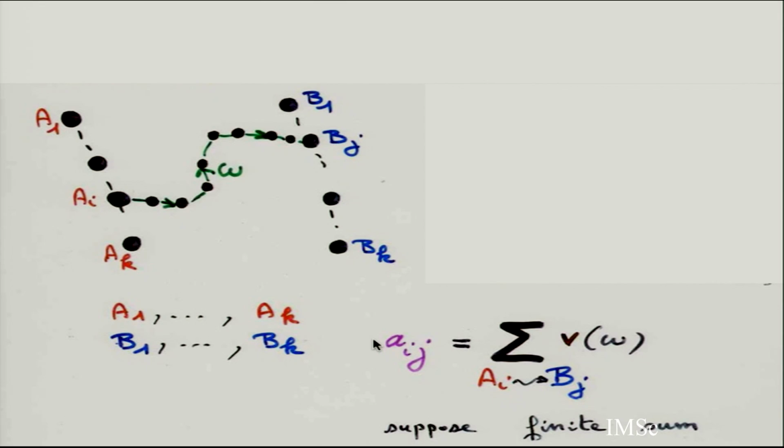So I take a matrix. This gives me a matrix. The term ij, it's a k by k matrix. The term ij is the sum of the weight of all the paths going from ai to bj. I suppose this sum is finite, especially if there is no cycle. There's a finite number of paths.